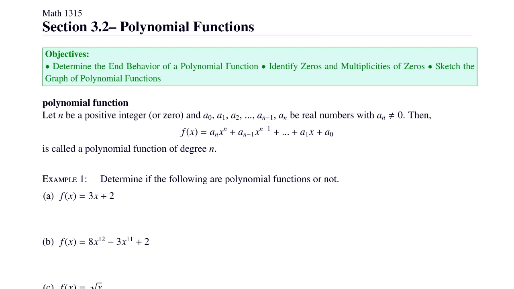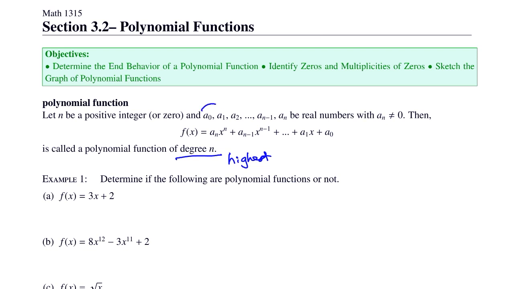Let n be a positive integer, or 0, and a naught, a sub 1, a sub 2, all the way up to a sub n be real numbers with a sub n not equal to 0. Then f of x equals a sub n times x to the n power plus a sub n minus 1 times x to the n minus 1 power plus all the way down to a sub 1 times x plus a naught is called a polynomial function of degree n. So the degree is the highest exponent in this polynomial.